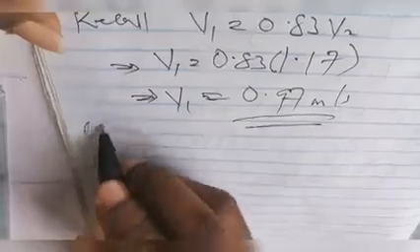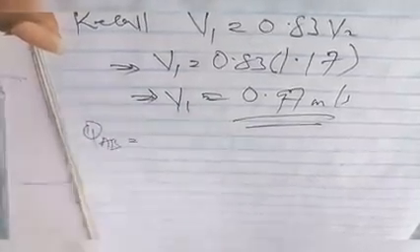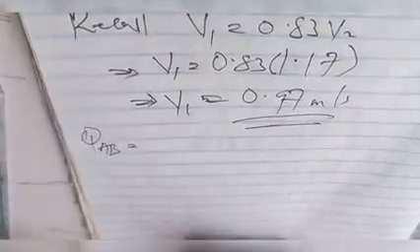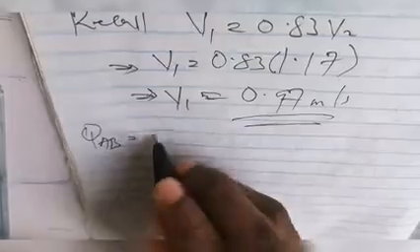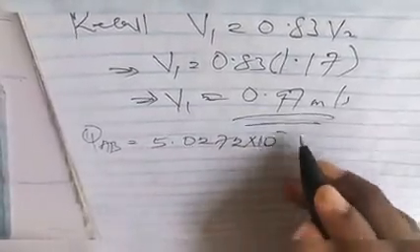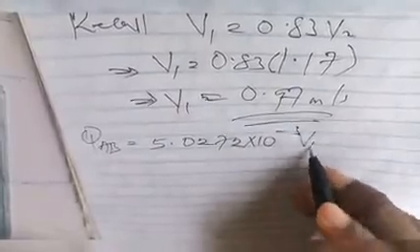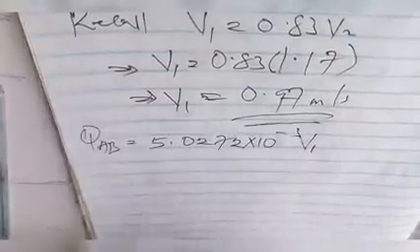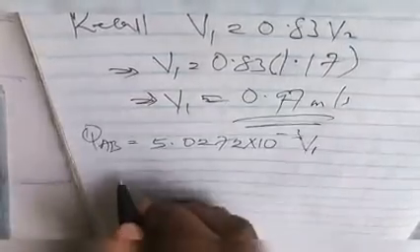So we obtain QAB to be equal to, okay, we had 5.0272 by 10 to the power of minus 3 V1 or VAB. So we can use either this or the one of VBC to solve. You will still have the same answer.